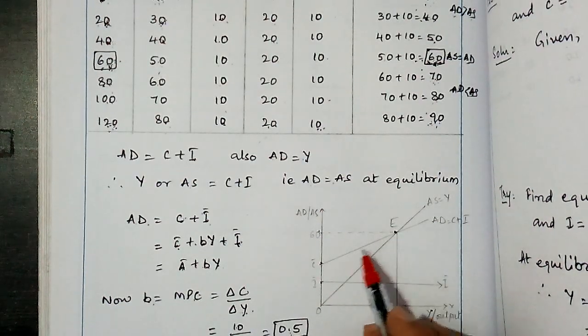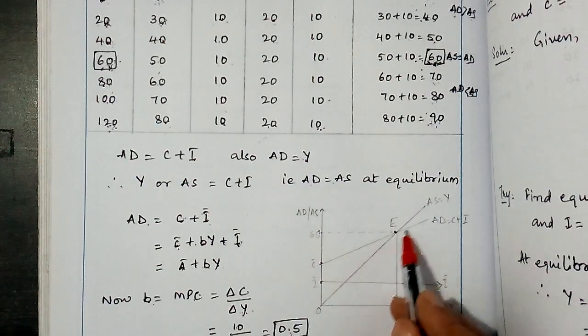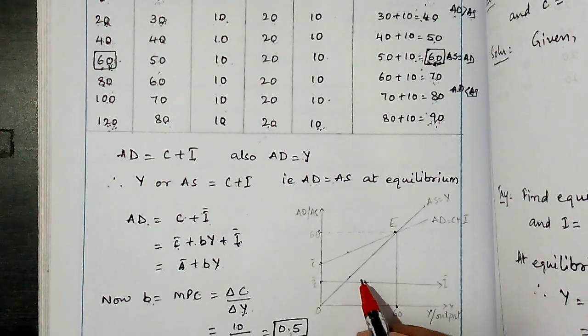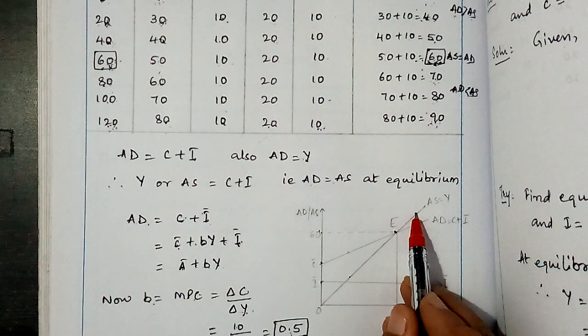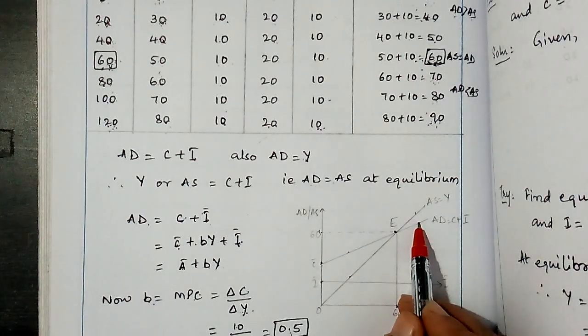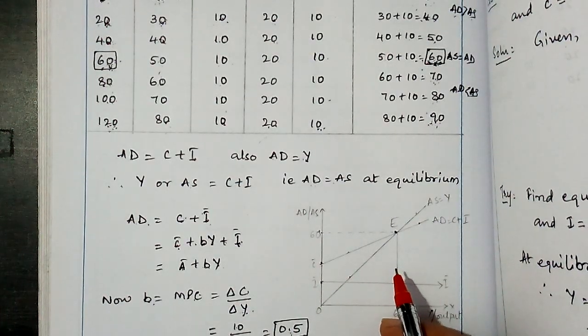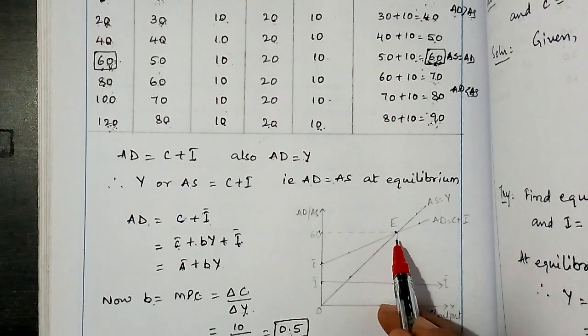Now if you look at the point below this, you will find AD is greater than AS. So here you will have the supply which is less than the demand, and hence the production has to be increased. Whereas at this point you will find supply is greater than demand. So inventory stock will increase and the production has to be reduced. So I hope you understood how the aggregate demand and aggregate supply behave in a two-sector economy to attain equilibrium.